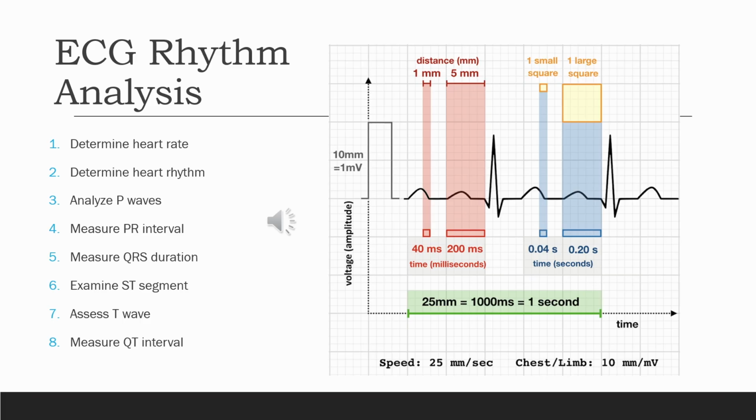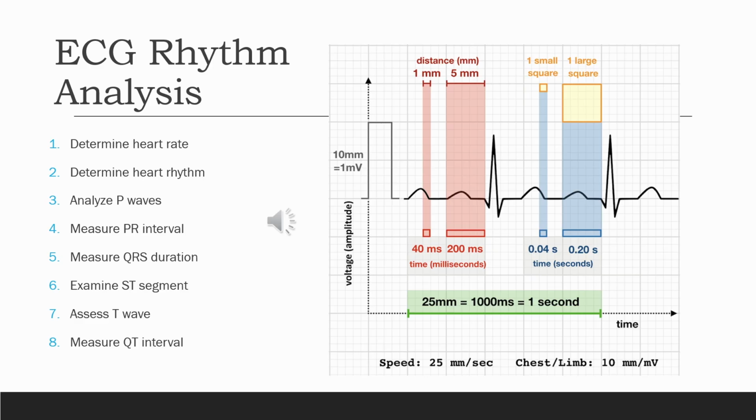All right, so now let's go through that step-by-step process of ECG rhythm analysis. Whenever we follow this method, we can systematically evaluate a heart's electrical activity and detect any abnormalities in the rate, the rhythm, the conduction, or whether or not there's any ischemia present. So we have 8 key steps to determine an ECG rhythm.